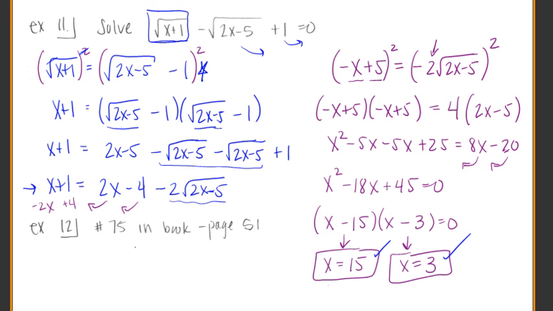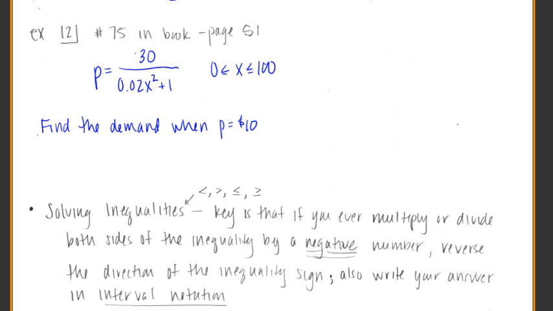It looks like we're going to look at number 75 in the book. So if you don't have your book out real quick, go grab it and pull it out on page 51. Let's look at number 75 and then formulate some thoughts on what it's asking us to do. We'll come right back to this point.